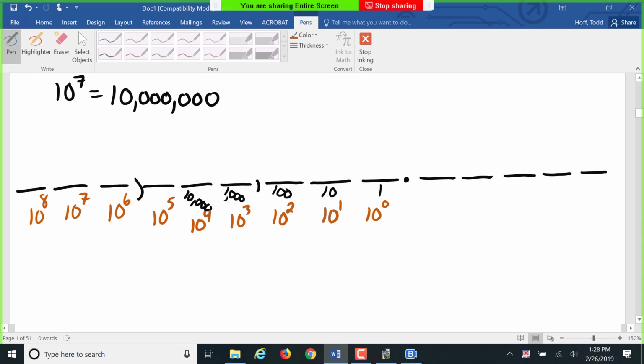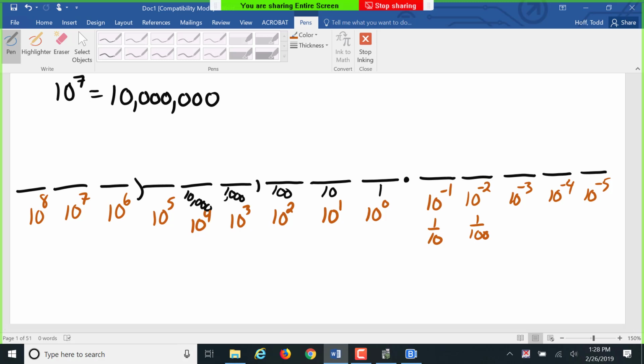If we keep going, 10 to the negative 1 is 1/10. 10 to the negative 2 is the hundredths, or 1/100th. So those place values are even consistent. This is why when they say that we have a base 10 number system, the name decimal number system implies base 10. That's what it means, is our place values are powers of 10.